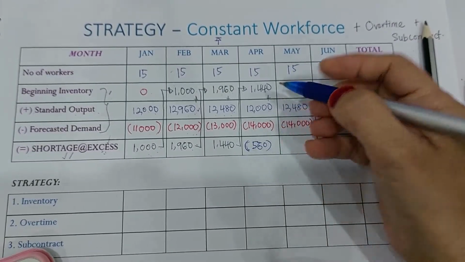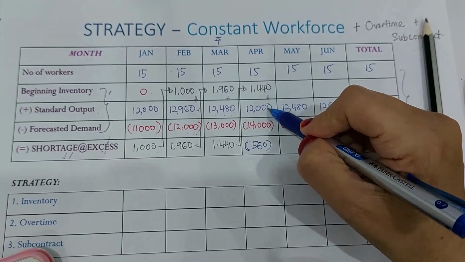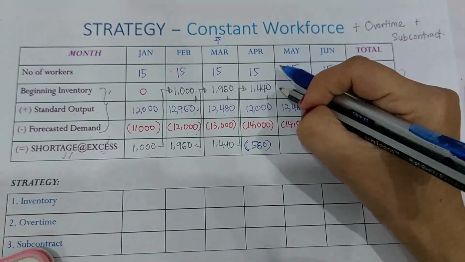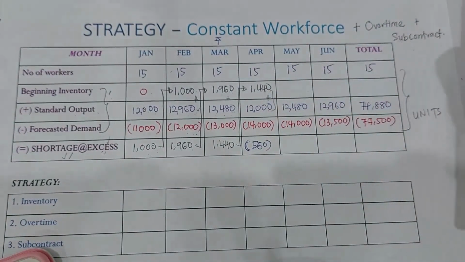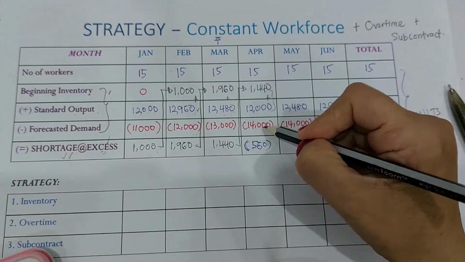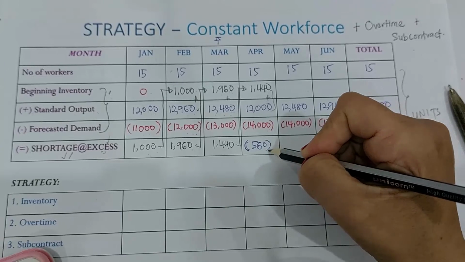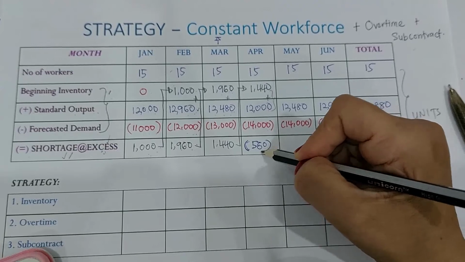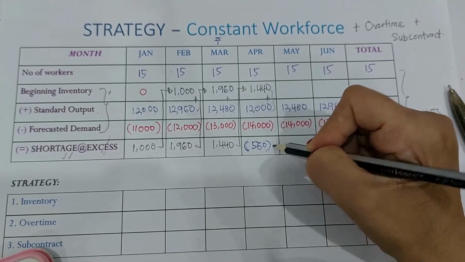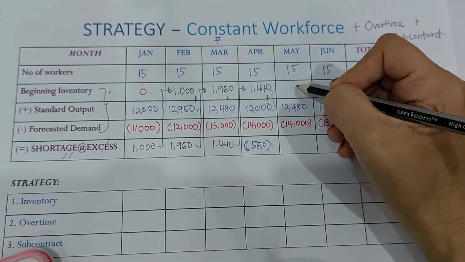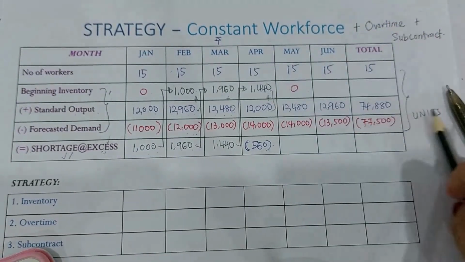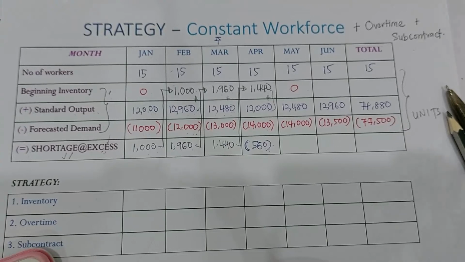Maksudnya tak cukup pengeluaran. Kenapa? When we add these two, it becomes 13,440 units. Dua benda ni beginning inventory and our standard output. So it gives us only 13,440 units, but the customers demand more, that is 14,000. So that's why we have a shortage here where there is not enough products or output to be sold to customers. When we have shortage, this shortage cannot be brought forward. Tak boleh dibawa ke hadapan. So the next month beginning inventory will be 0. Whenever we have shortage, there is nothing to be carried forward.